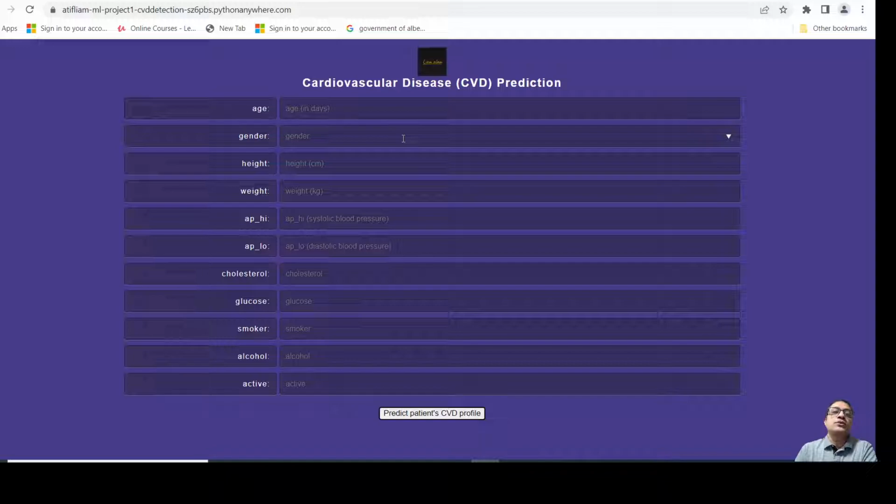So for the age, I decided on 10 years. Because it's asking for days, I'm just going to say 3,650 days. I'm going to select female for gender.